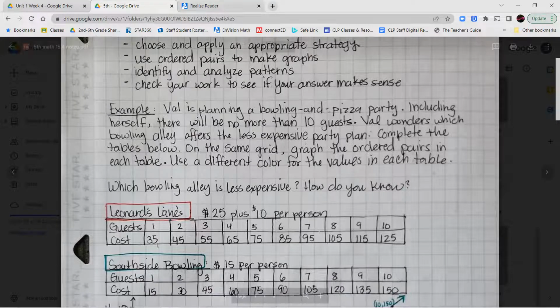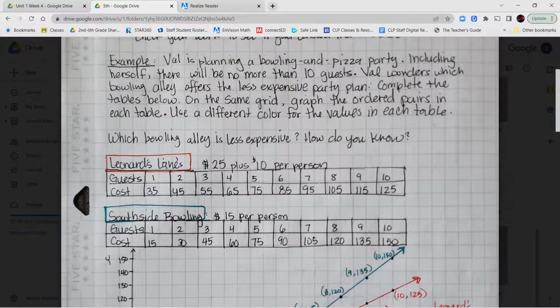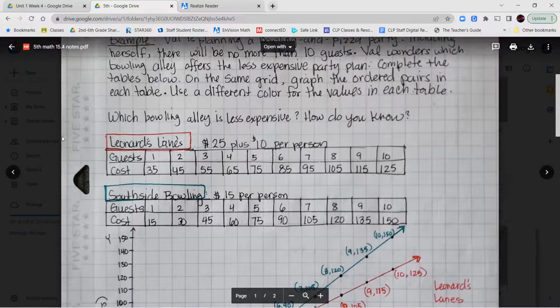So when you're looking at the data here, you see there's a point where they overlap. At 5 guests for both of them, you would be paying $75. Now let's go ahead and plot our ordered pairs.